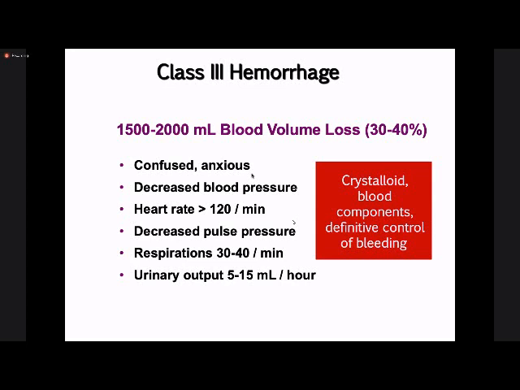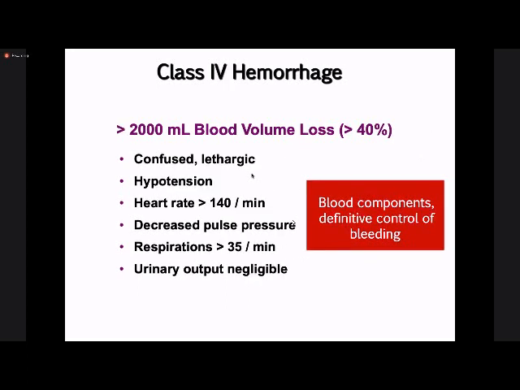If it is a limb, tourniquet, packing, etc. If it is the chest, an intercostal tube followed by thoracotomy if the patient is still bleeding. Bleeding in the abdomen, the patient has to go for a laparotomy. Bleeding in the pelvis, apply a pelvic binder, see whether the patient is controlling. If not, need embolization or surgery. So it's fairly straightforward. But the important thing: crystalloids, blood, then control the bleeding.